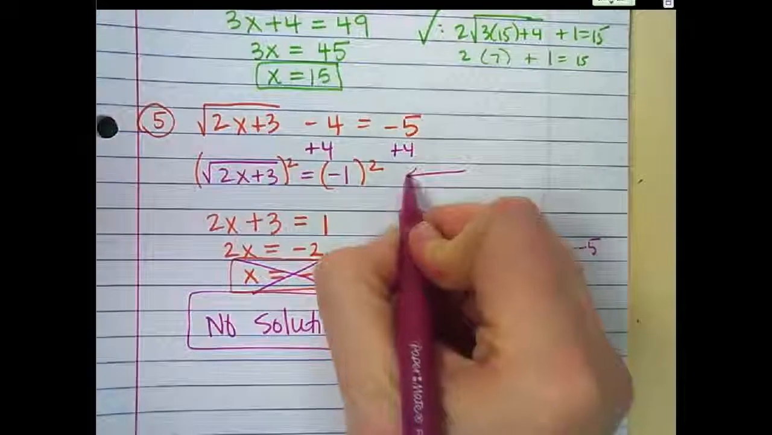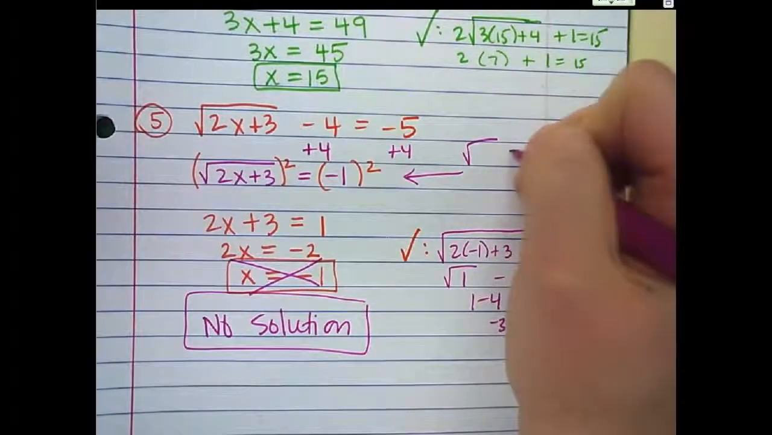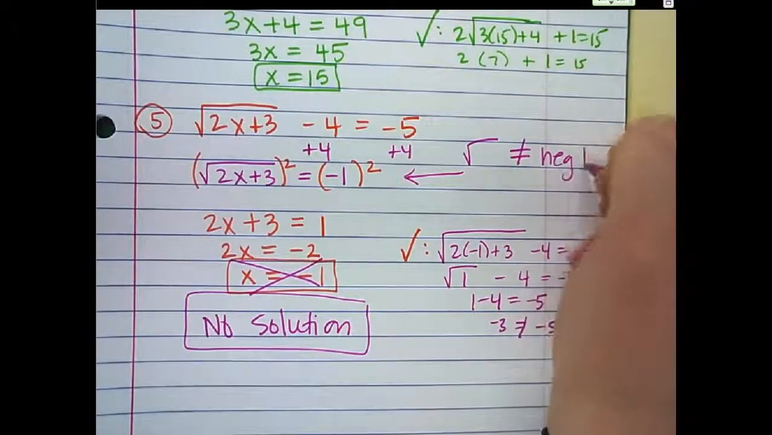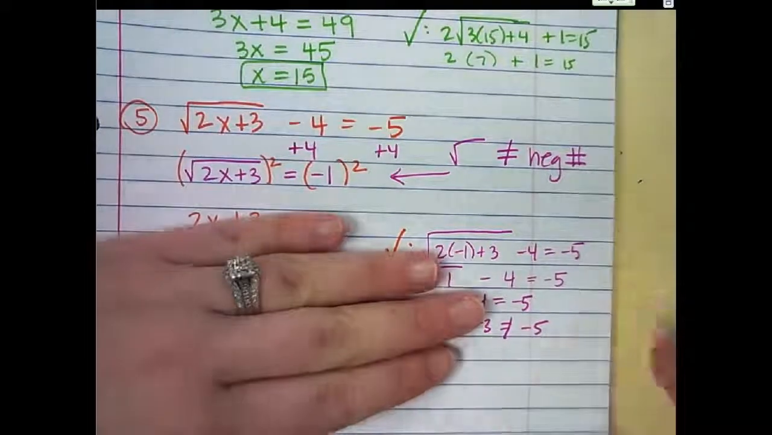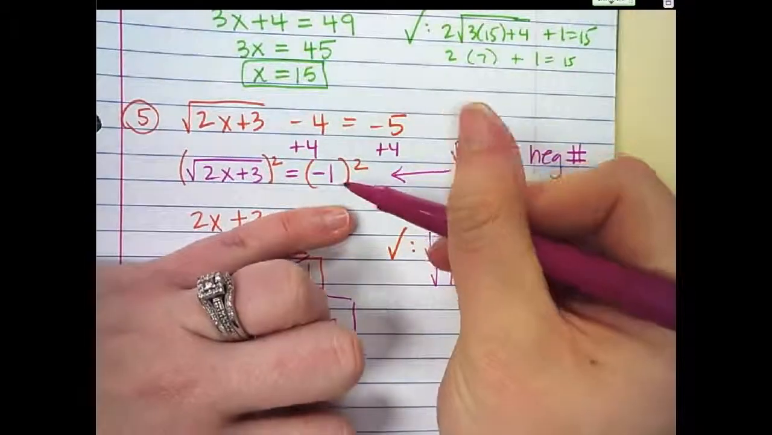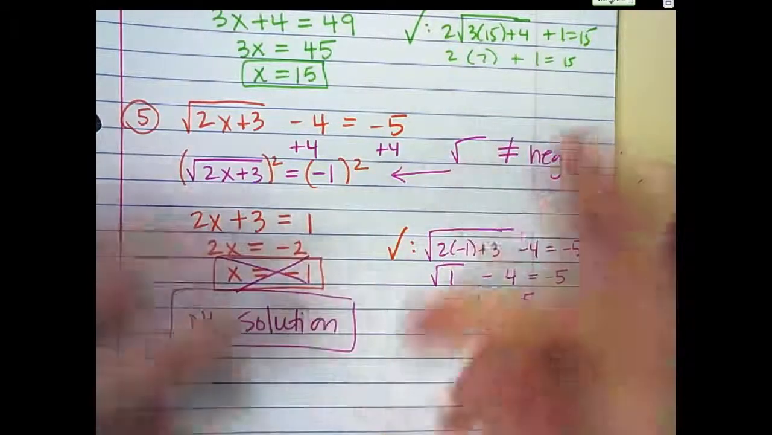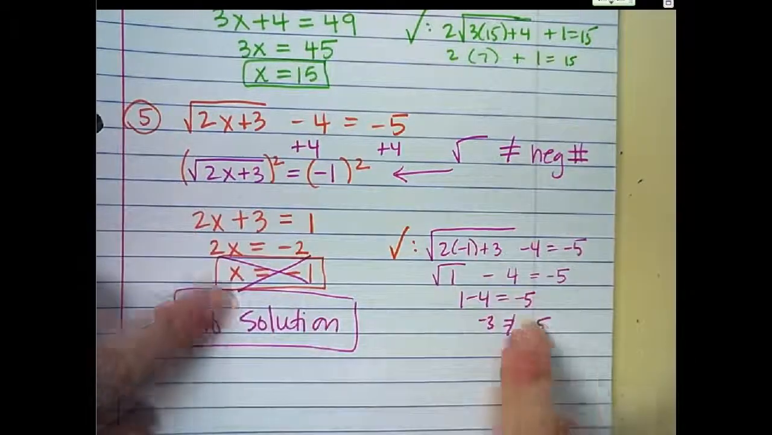Equal to negative 1. Yes, a square root cannot equal a negative number. That's like that one on the quiz, square root of negative 25. So if you got to this point and you said, oh, a square root can't equal a negative, no solution. Perfect. If not, it doesn't matter. Look, solve it, check it, you're going to get the same answer.